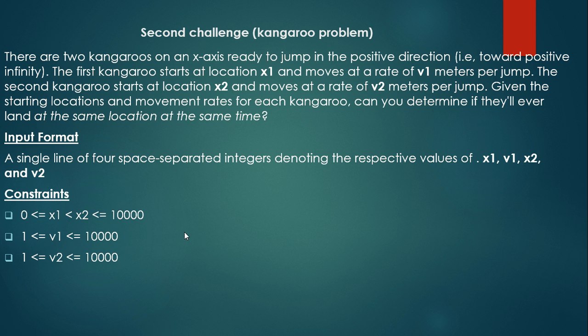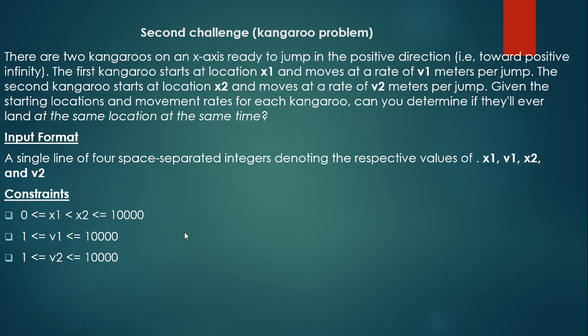The kangaroo problem is the second challenge, which would put you in your thinking stream. So there are two kangaroos on an x-axis ready to jump in the positive direction, that's towards positive infinity. If the first kangaroo starts at location x1 and moves at the rate of v1 meters per jump, the second kangaroo starts at location x2 and moves at the rate of v2 meters per jump. Given the starting locations and movement rates for each kangaroo, can you determine if they will ever land at the same location at the same time?